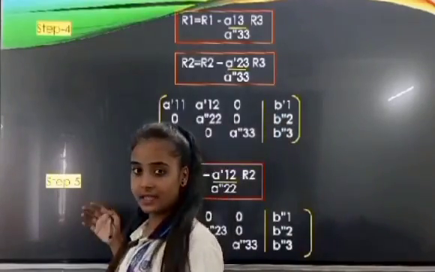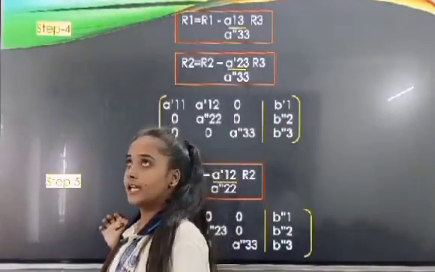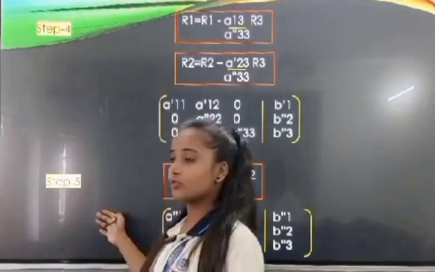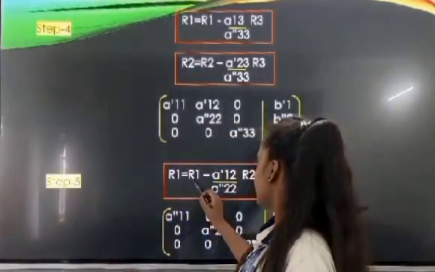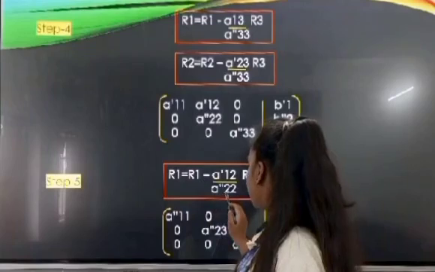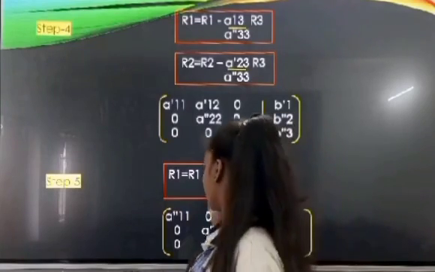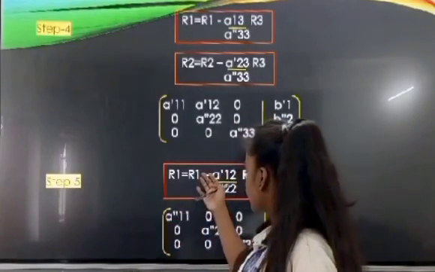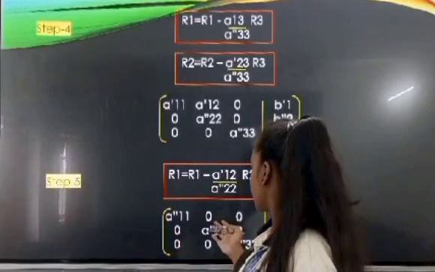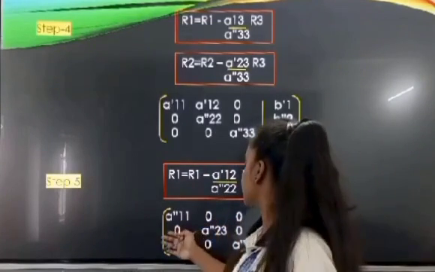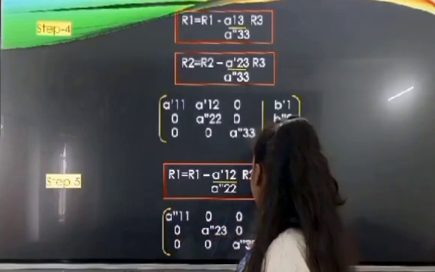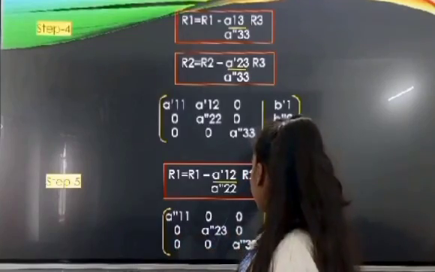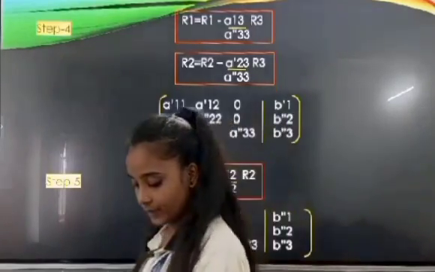Step 5 is we make a12 zero, that is r1 tends to r1 minus a dash 12 upon a double dash 22 times r2. By using this formula we get a double dash 11, 0, 0 and b double dash 1, and 0, a double dash 22, 0 and b double dash 2, and 0, 0, a double dash 33 and b double dash 3.